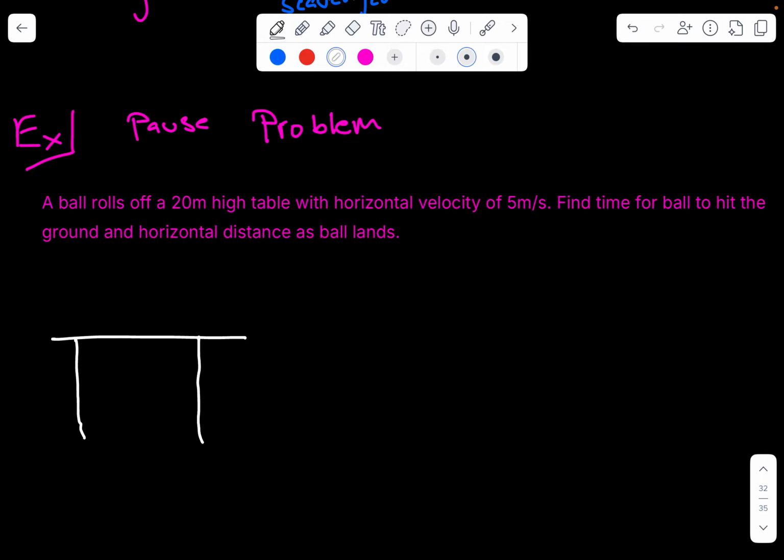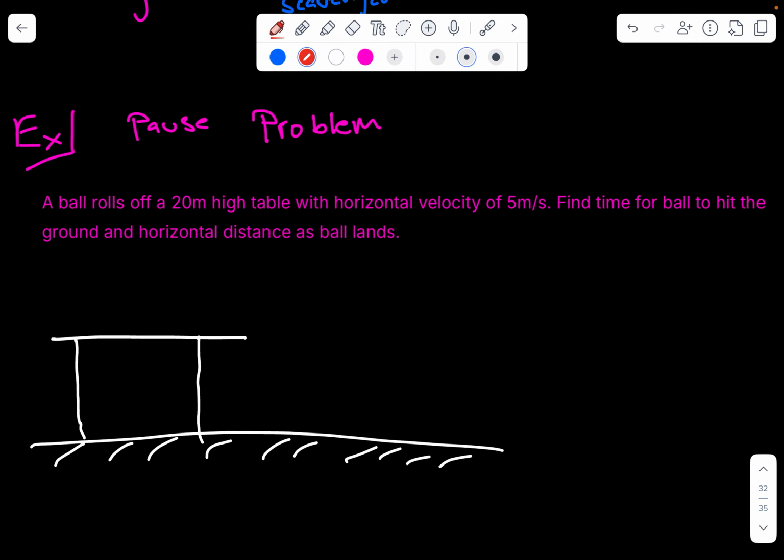So we're going to draw a little table here on a ground. It doesn't have to be beautiful. I'm going to make the ball red. And the ball rolls off the table with 5 meters per second, and the table is 20 meters high. All right, so our 5 meters per second, this is our v naught in our x direction because it is horizontal.